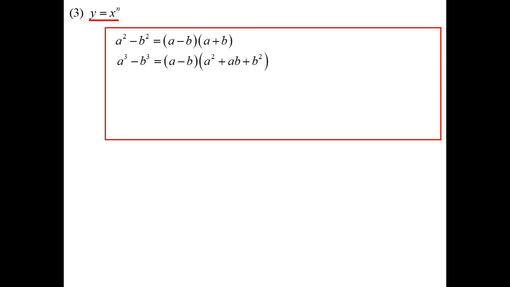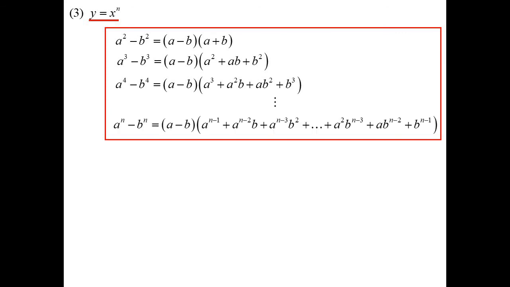So if we wanted to, we could factorise a to the power of 4 minus b to the power of 4. It also would start with a minus b. But in the second one, it would now go a cubed, then a squared b, then ab squared, then b cubed. So a to the power of n minus b to the power of n will always start with a minus b, and then we'll go a to the n minus 1, powers are going down by 1, but meanwhile the powers of b are going up by 1 until we end up with b to the power of n minus 1. That's the one I'm going to need to use.